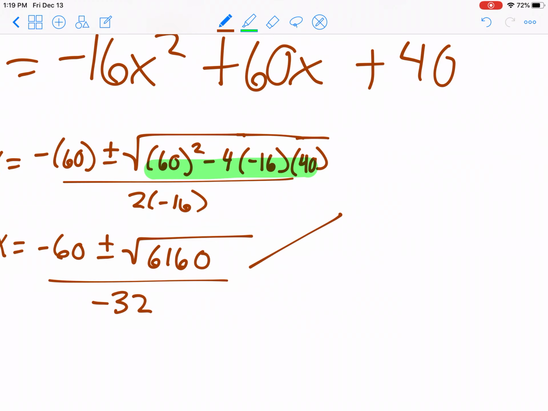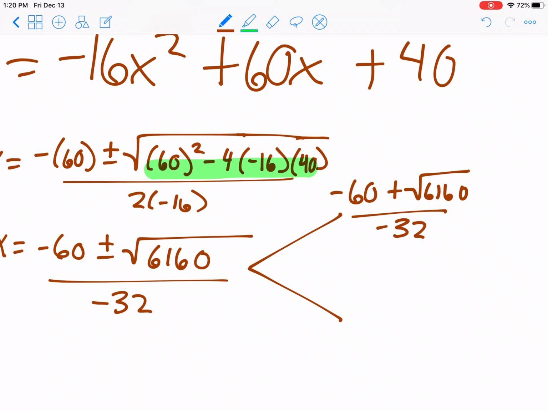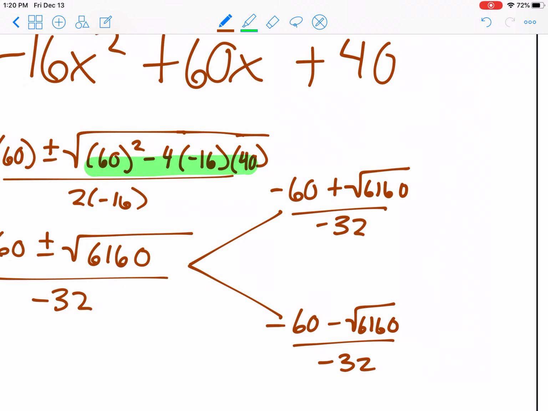What I would do now, since we're looking for a story problem, is just go ahead and put this in the calculator and look for a decimal approximation. In one case, I'm doing negative 60 plus root 6160, and in the other I'm doing negative 60 minus root 6160, all over negative 32. As you solve each of those, you're going to come up with decimal approximations. The plus is going to lead to negative 0.5777.